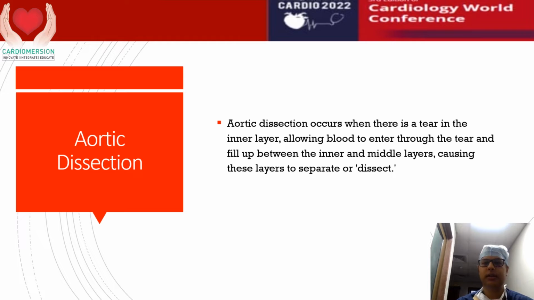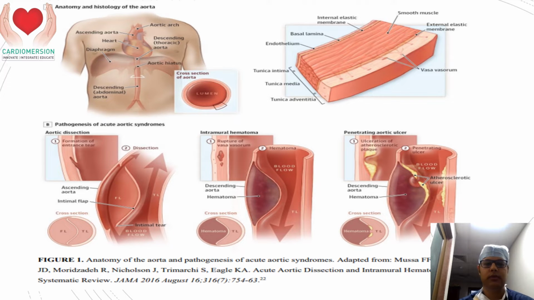Aortic dissection occurs when there is a tear in the inner layer, allowing the blood to enter through the tear and fill up between the inner and the middle layers, causing these layers to separate, or a dissection. As you can see, there is a tear occurring in the intimal layer, and then the blood is getting into the middle layer and the inner layer, leading to formation of a false lumen and a true lumen and an aortic dissection.